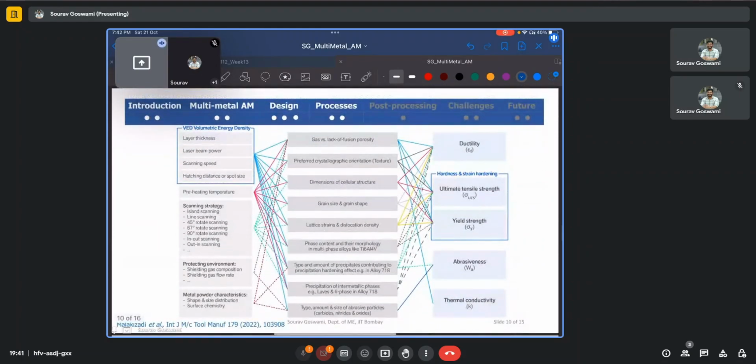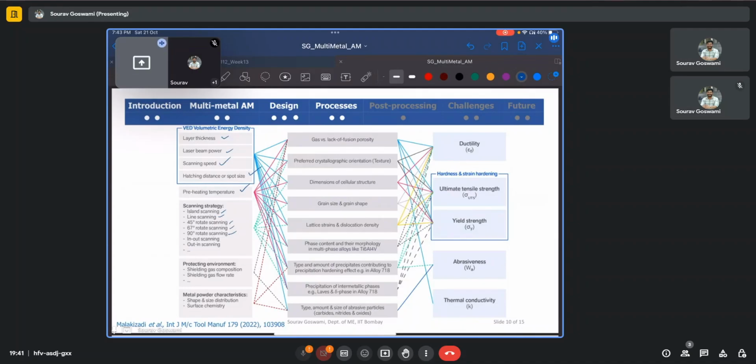Here is a process modeling chart for the additive processes. Here we see that the volumetric energy density may be affected by certain parameters such as the layer thickness, the laser beam power, the scanning speed, as well as the hatching distance or spot size. Again, the preheating temperature is an important factor to be considered. The scanning strategy, which can either be some island line scanning or it can have some inter-layer rotation.